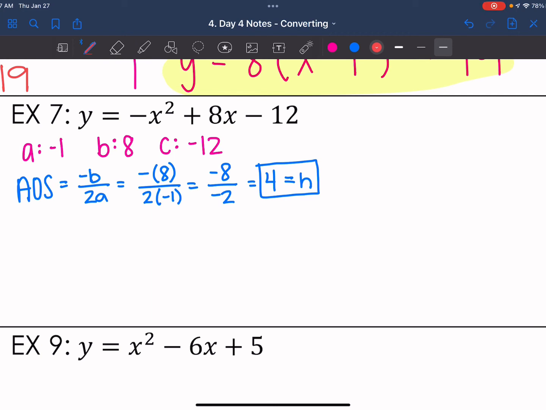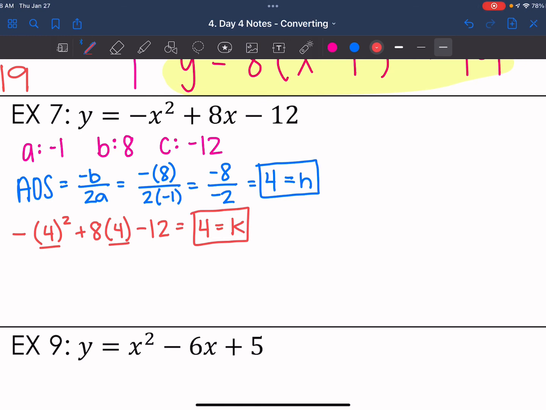Now we will find my k value by plugging into my original equation, my standard form equation. So -(4) squared plus 8 times (4) minus 12. And notice when I plug in the 4 each time, no matter what, I'm putting it in parentheses, so when I plug it into my calculator, it reads it correctly. -(4) squared plus 8(4) minus 12 gives me an answer of 4 for my k value.